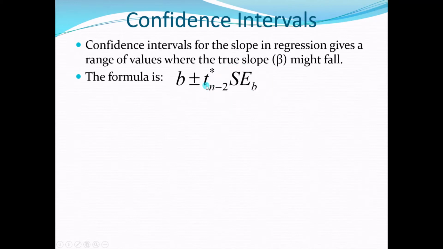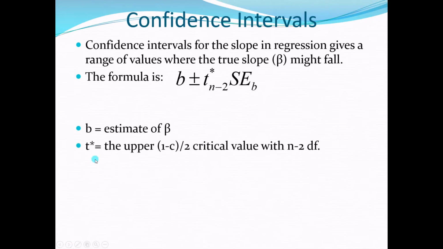The margin of error is going to be the standard error of B times a t-star value that is going to be based on the confidence level. And just don't forget, we have n minus 2 degrees of freedom. So B estimates the population parameter beta. T star is the upper 1 minus c divided by 2 critical value with n minus 2 degrees of freedom. All right, so this is much like the t star would be for a confidence interval for means, except there we would only have n minus 1 degrees of freedom.